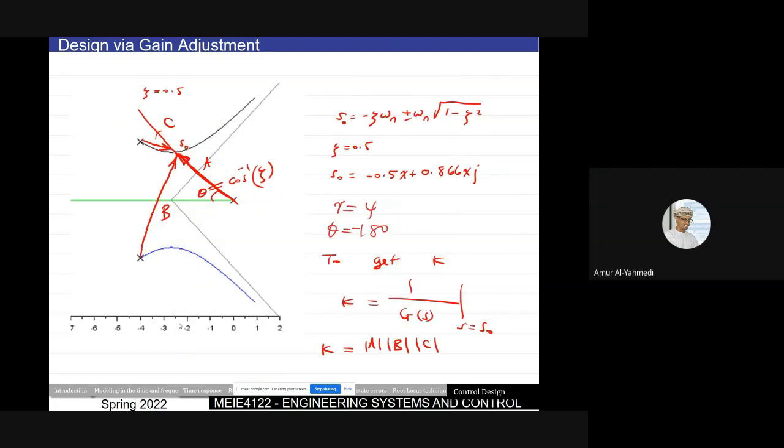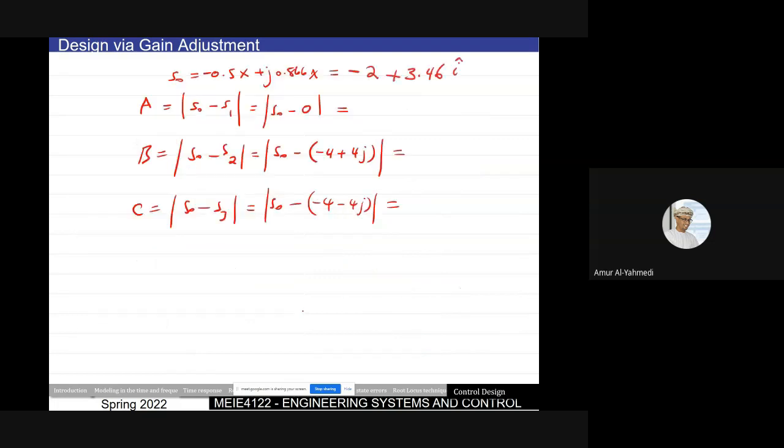So this is the right table. And then you calculate K. K is 1 over D of S. So you calculate this length A, and this length B, and this length C.